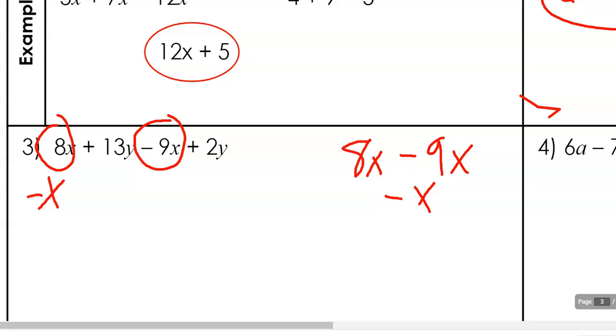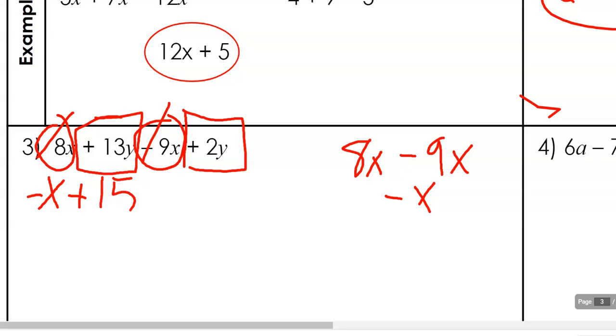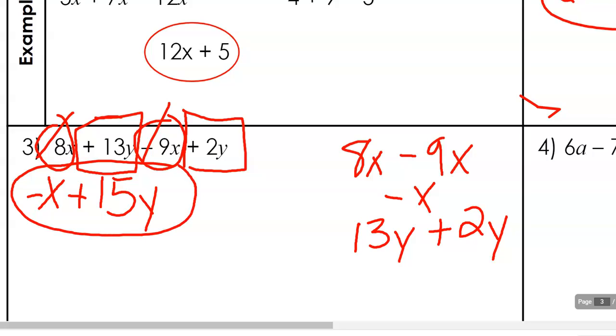The other pair of like terms is going to be 13y. Let me mark this out. 13y plus 2y. So we got 13y plus 2y is positive 15y. Combine those like terms. And again, if you can't see it, just move it out to the side. 13y plus 2y. Okay? And this expression is going to be your answer because you cannot combine the like terms.